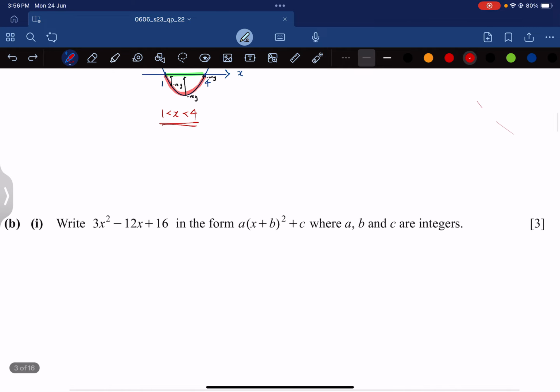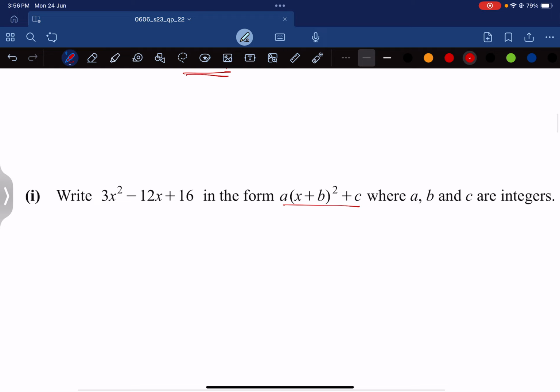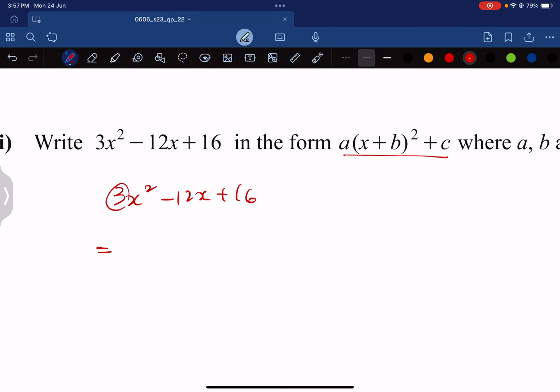Next, write 3x² minus 12x plus 16 in the form of this, completing the square. Okay, so first step, let me copy the question. We need to factorize the 3 out, because the coefficient of x² should be 1. So 3(x² minus 4x) plus 16. Factorize the 3 out of the first two terms.